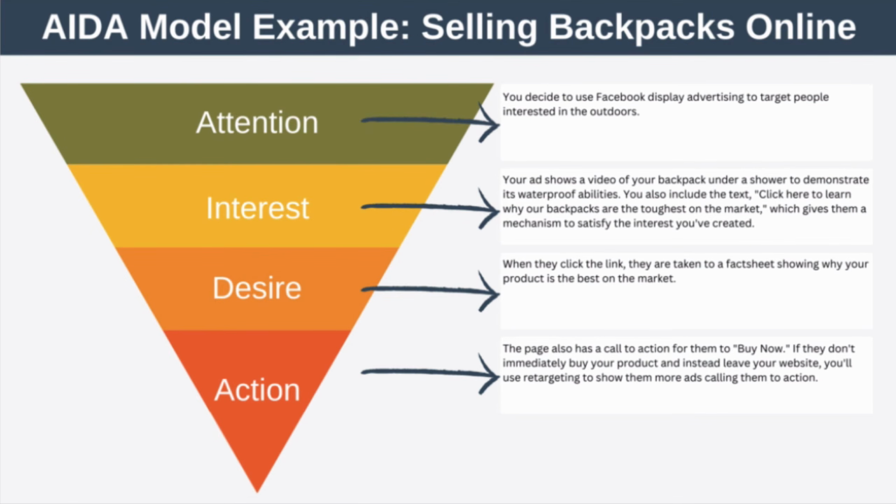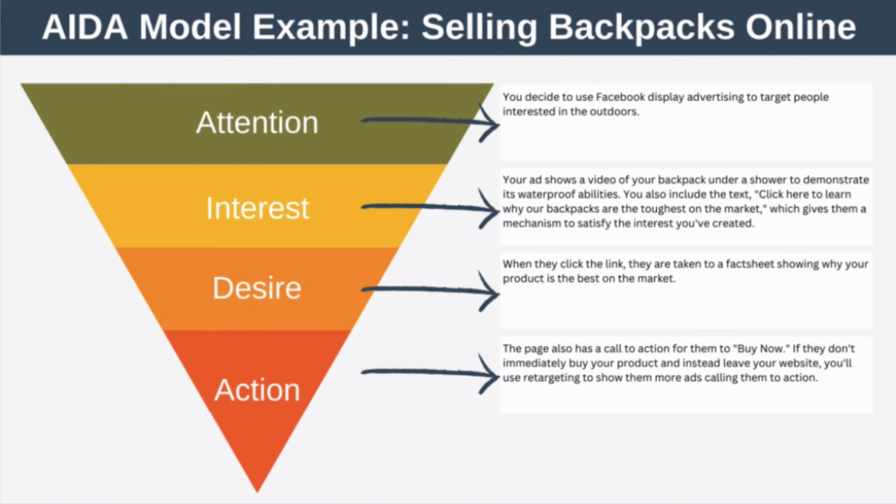For our second example, imagine you run an online store selling hiking backpacks direct to consumers. How might you go about increasing your sales using the AIDA model? Well, one possible way is shown here. To make prospects aware of your backpacks, you could use Facebook display advertising to target people interested in the outdoors. To capture interest, your ad could show a video of your backpack under a shower to demonstrate its waterproof capabilities. You could also include the text, "Click here to learn why our backpacks are the toughest on the market," which gives them a mechanism to satisfy the interest you've created.